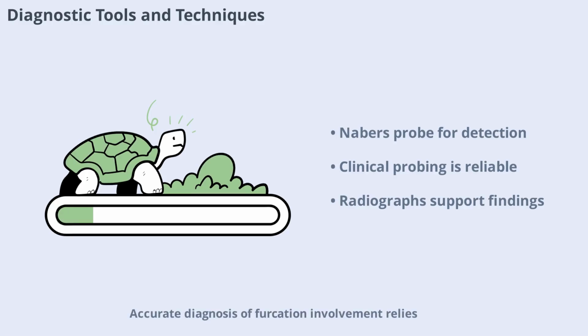Accurate diagnosis of furcation involvement relies on both clinical and radiographic methods. The Neighbors probe is the instrument of choice for detecting furcation lesions, as it allows for precise probing of the furcation area. While radiographs can reveal bone loss, clinical probing is generally more reliable for assessing the extent and grade of involvement. Combining both approaches ensures a thorough evaluation and helps guide effective treatment planning.